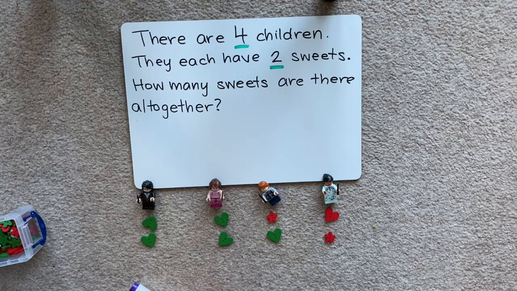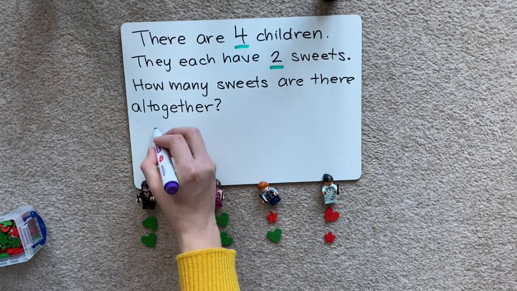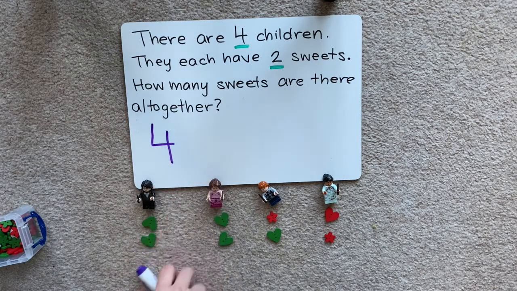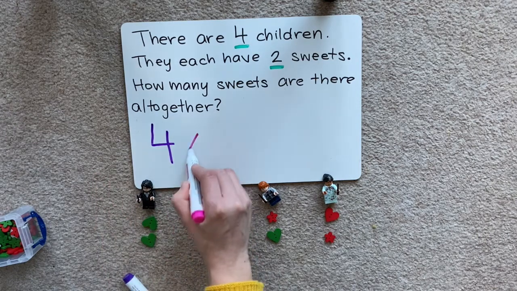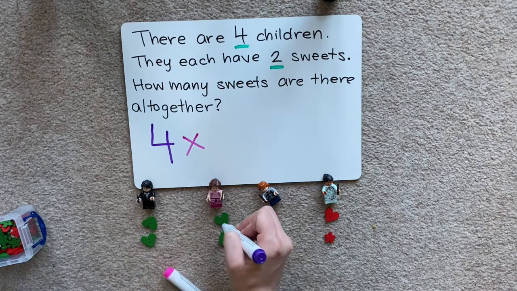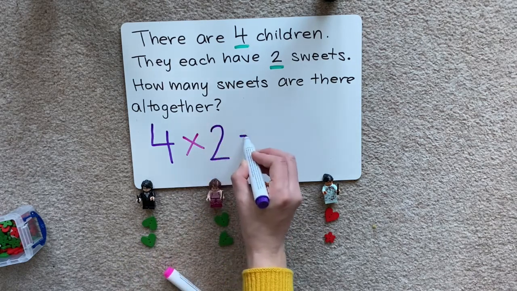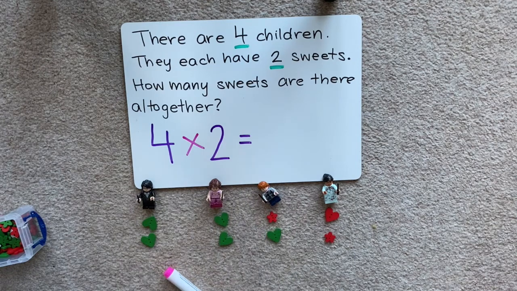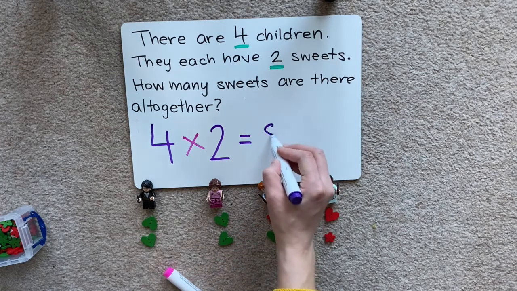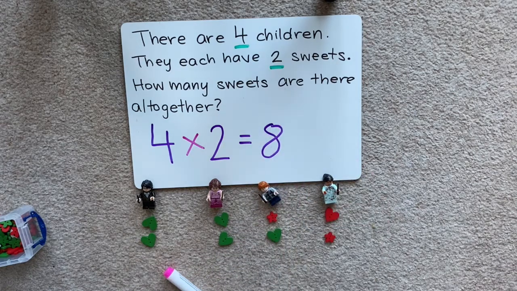But how can we write this as a groups of number sentence? How many groups are there? This time we're looking at the children. So how many groups? 1, 2, 3, 4. There's 4 groups of 2 equals 8. 4 groups of 2 equals 8.